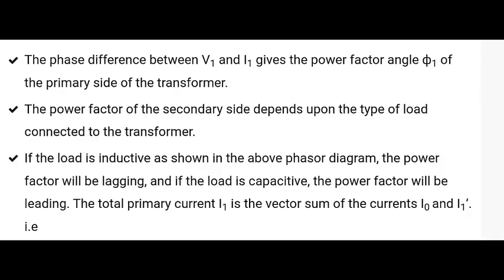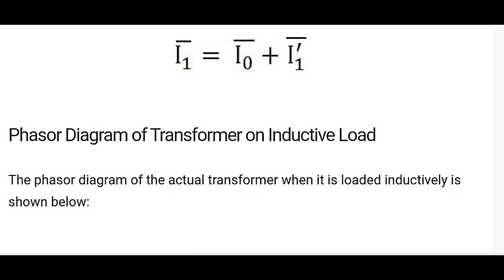The phasor difference between V1 and I1 gives the power factor angle Phi1 of the primary side of the transformer. The power factor of the secondary side depends upon the type of load connected to the transformer. If the load is inductive, as shown in the above phasor diagram, the power factor will be lagging, and if the load is capacitive, the power factor will be leading. The total primary current I1 is the vector sum of the currents I0 and I1', that is I1 is equal to I0 plus I1'.